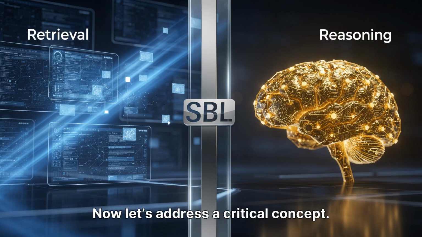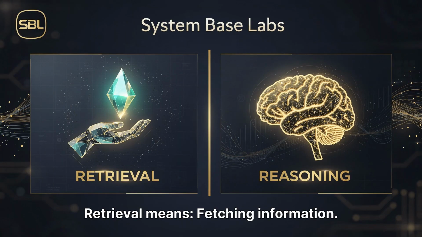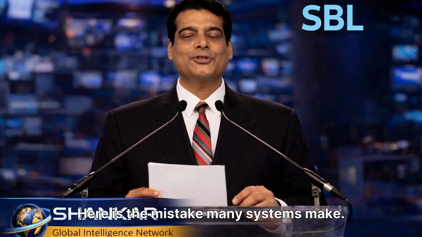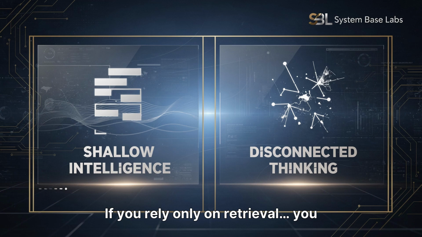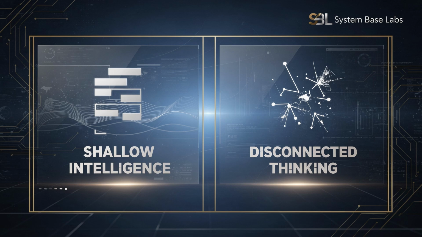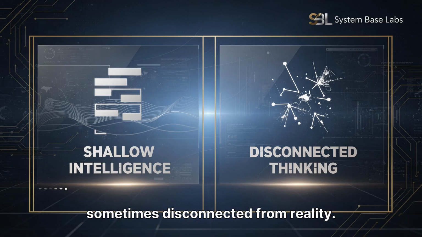Now let's address a critical concept: retrieval versus reasoning. This is one of the most misunderstood trade offs in AI systems. Retrieval means fetching information, reasoning means thinking through a problem step by step. Here is the mistake many systems make: they rely too much on one and ignore the other. If you rely only on retrieval, you get fast answers but shallow intelligence. Only reasoning, you get deeper thinking but sometimes disconnected from reality.